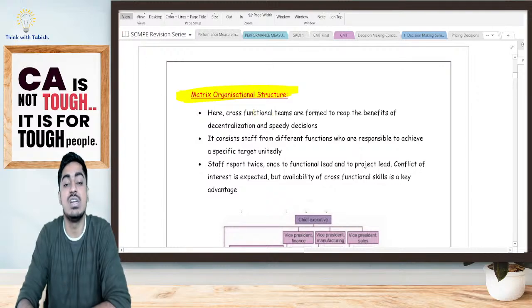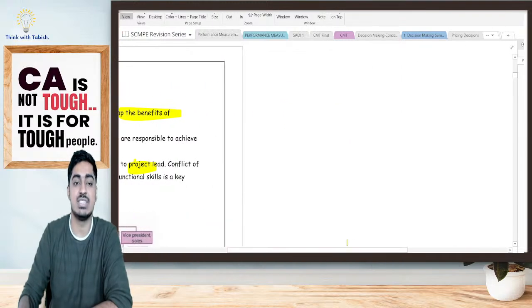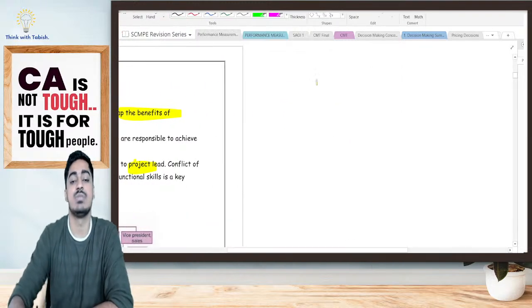Again, a matrix organization structure is there. Here cross-functional teams are formed to reap the benefits of decentralization. It consists of staff from different functions. Staff have to report twice, once to the functional head and once to the project lead. Now what is it? Just a simple example I am giving, students. Look at this matrix structure.